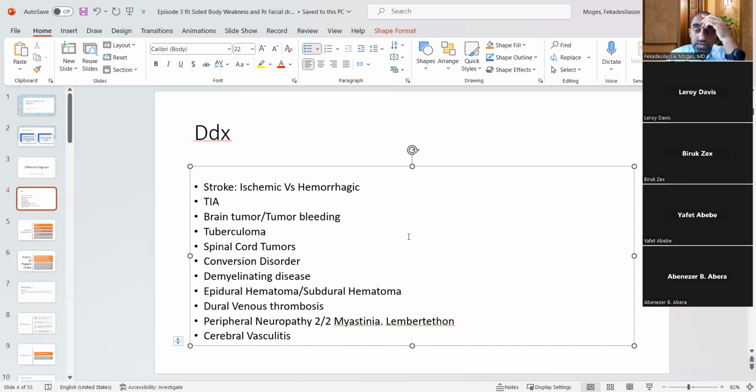Tuberculoma, yes or no? Chat, anybody? People should at least text in the chat. Yeah, at least tell us in the chat with your reasoning, okay? If you say yes, why? If you say no, why? Okay. Let's not kill our time.